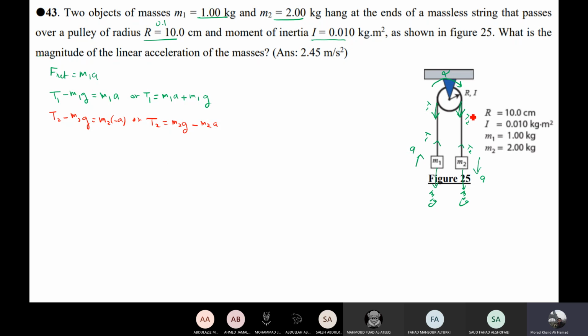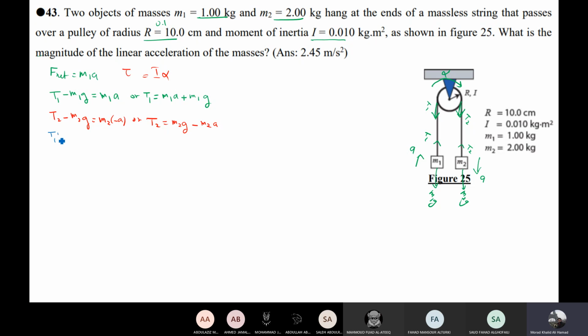Now for the pulley, how many forces affect the pulley? We have two forces, from tension 1 and tension 2. Remember, here I will put tau net is equal to I alpha. Okay, I will use the blue. T1, is it clockwise or counterclockwise? Counterclockwise. So it is positive.